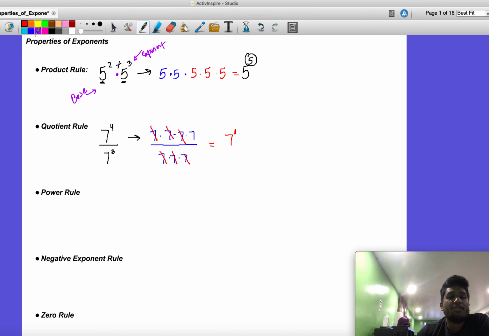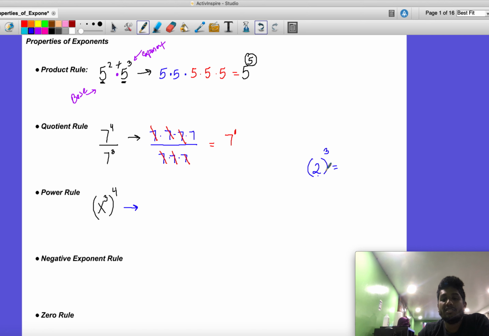The third rule, it's pretty important, is let's say we have x to the third, all of this raised to the fourth. Well, if we were to expand this, whatever's inside the parentheses, and actually I'm going to use an even more simplistic example. Let's say I have 2 to the third, like this.